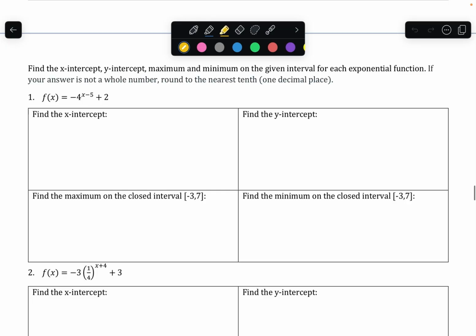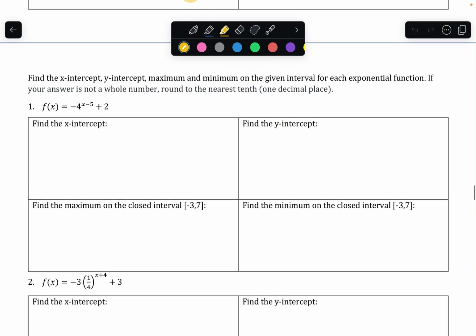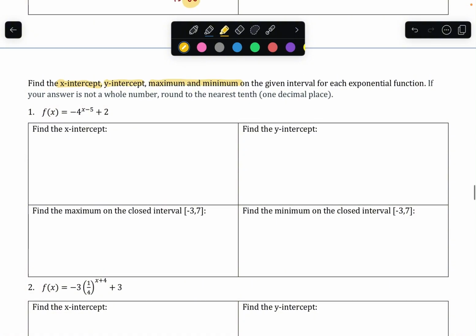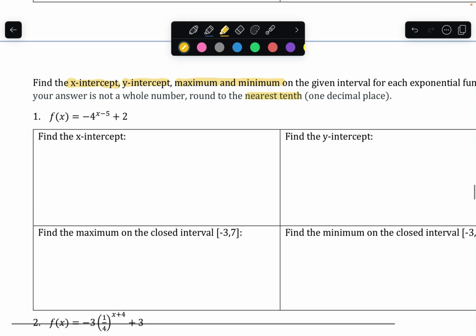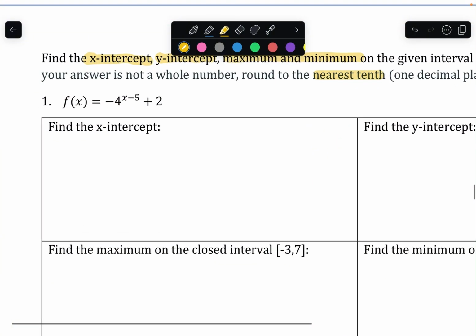All right, so now we are going to look at some different functions, but we are still going to find the x-intercept, the y-intercept, and then the max and min on given intervals. And so if the answer is not a whole number, we're just going to round to the nearest tenth, so 1 decimal place. So we may need our calculator, we may not.